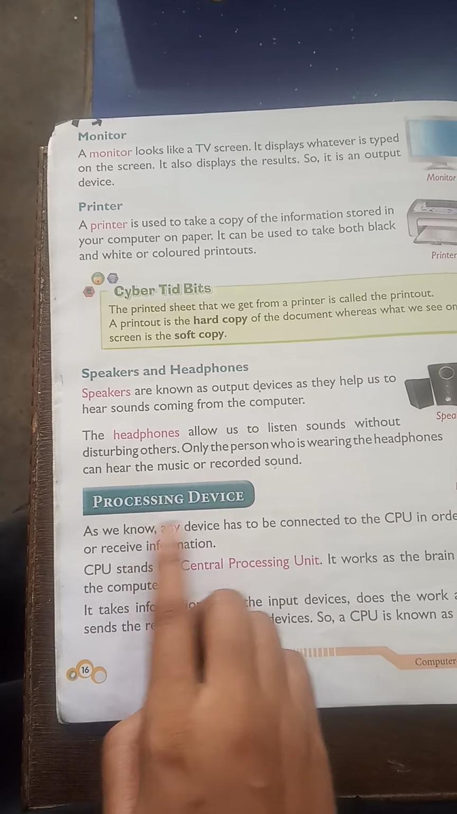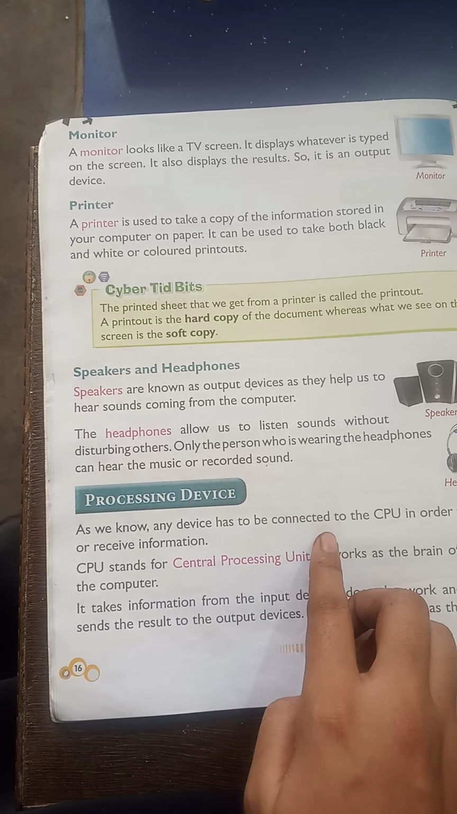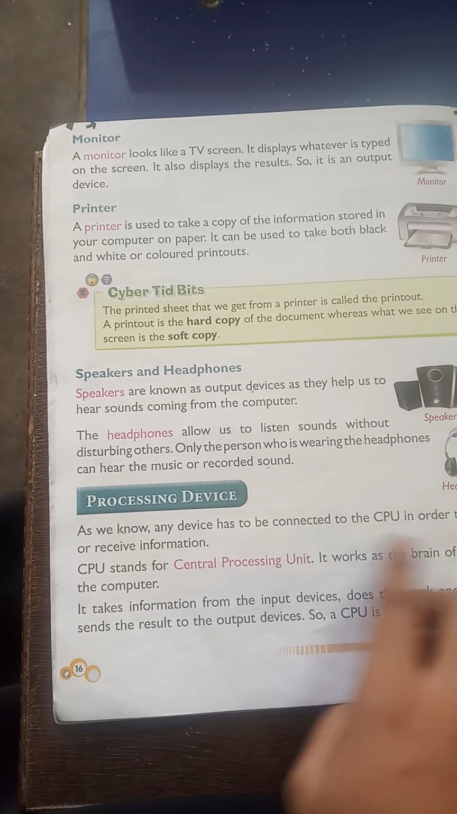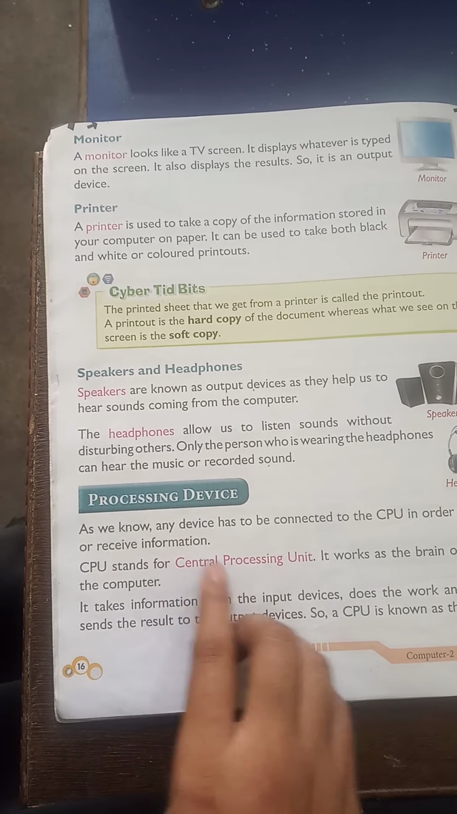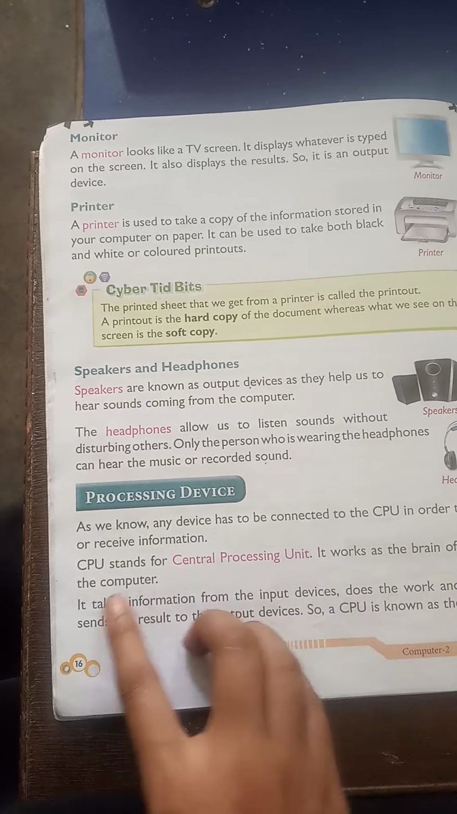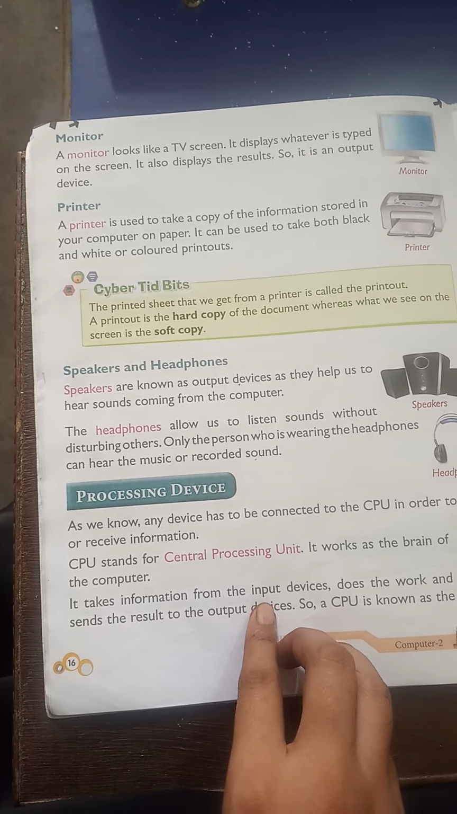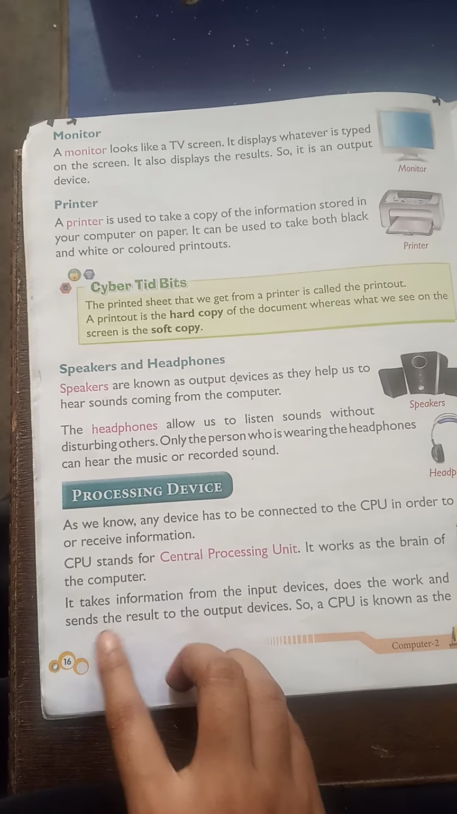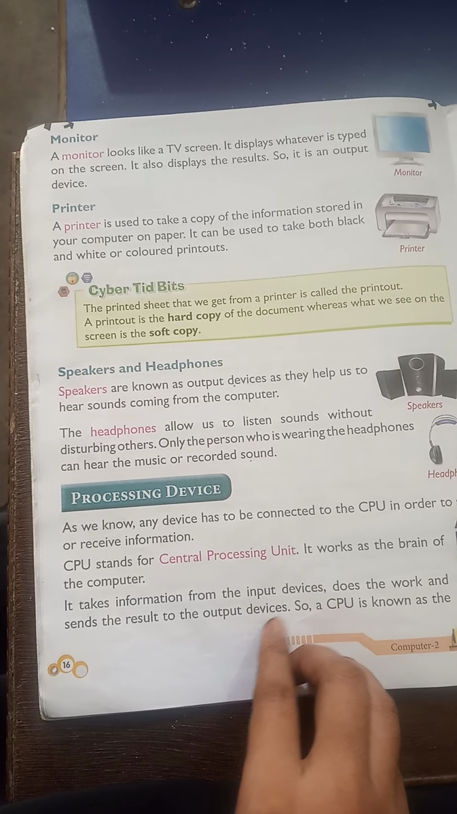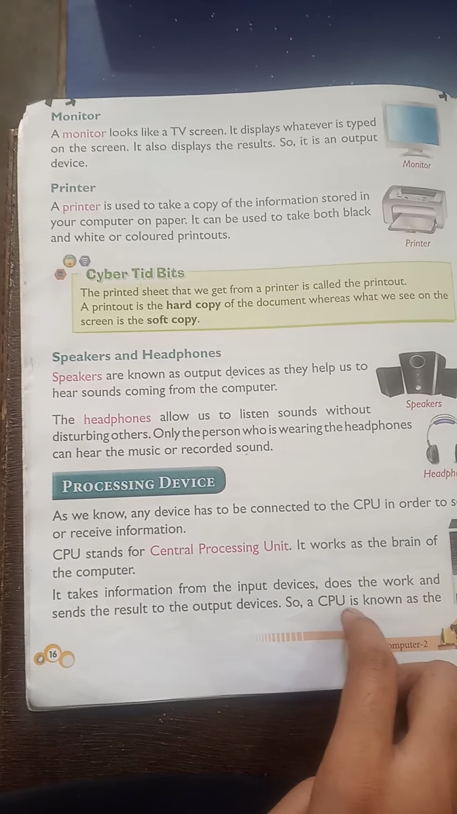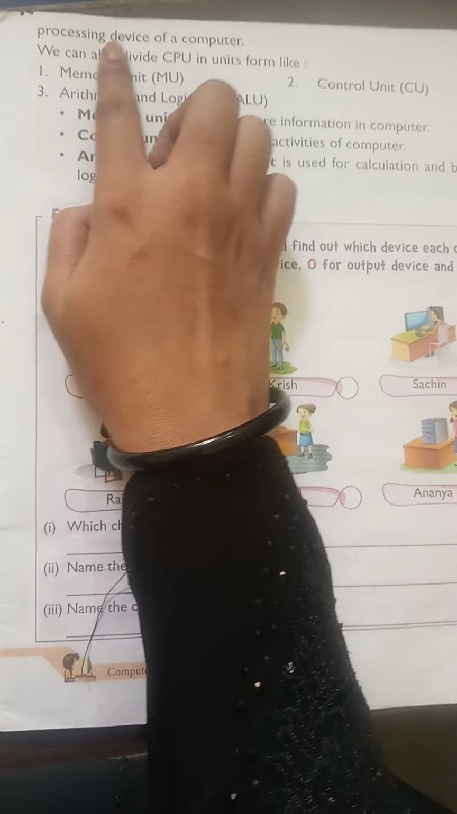Processing device: as we know, any device has to be connected to the CPU in order to send and receive information. CPU stands for central processing unit. It works as the brain of the computer. It takes information from the input device, does the work and sends the result to the output devices. So a CPU is known as the processing device of a computer.